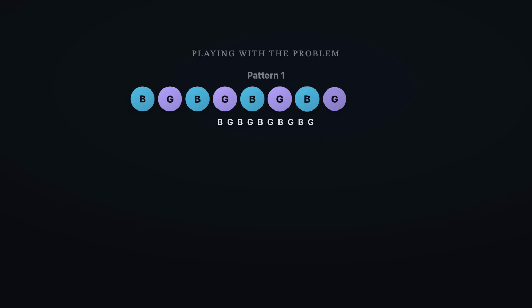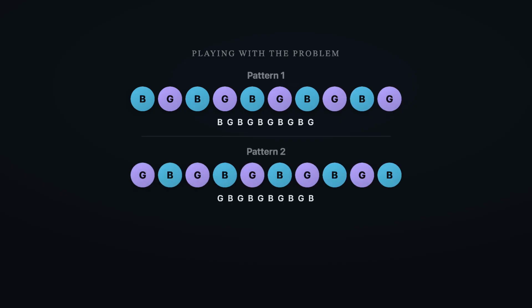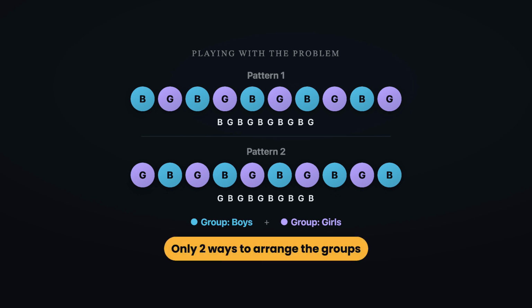This looks really daunting and I can't even figure out how to write a sentence, so let's play with it for a bit. If we imagine the students sitting in alternating order, they can either sit like this or like this. So that means our groups would be the boys and the girls. And there are only two ways to arrange the groups. There's no other way to do it.